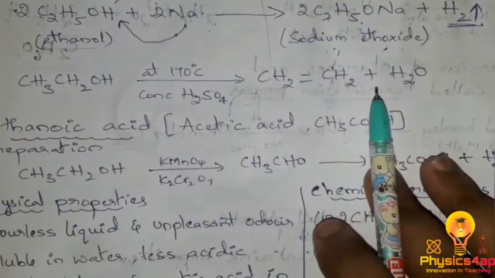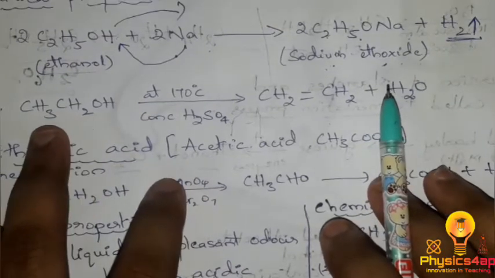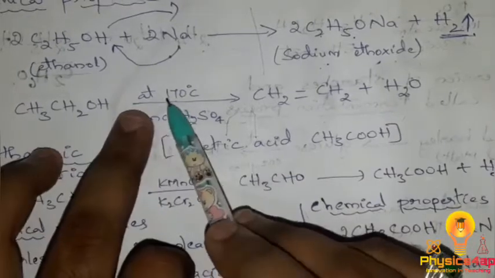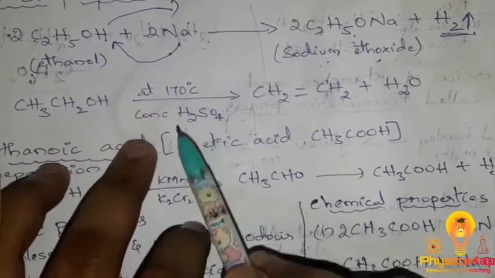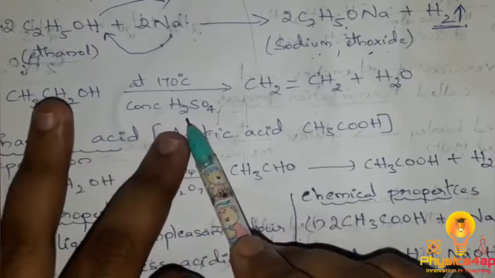And another chemical property we have: ethanol C2H5OH in the presence of, that is at a temperature of 170 degrees, by adding a few drops of concentrated H2SO4, that is sulfuric acid.